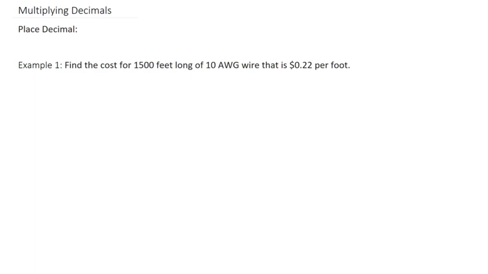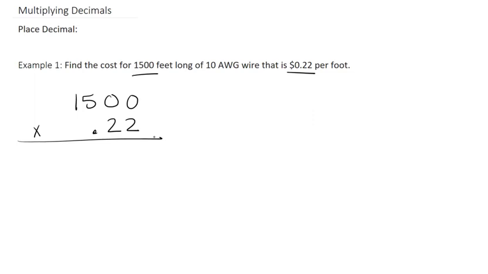Multiplying decimals. Example 1. Find the cost for 1,500 feet long of 10 AWG wire that is 22 cents per foot. So for this problem, we're going to need to multiply 1,500 by 22 cents. How we do this, it actually doesn't matter about place value, but we want to make sure we line up these numbers for the last digit, like this, and then we can go ahead and start multiplying.